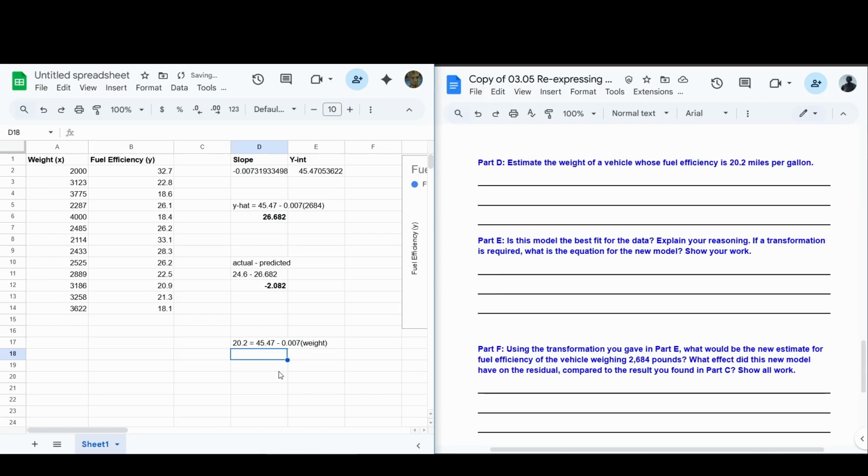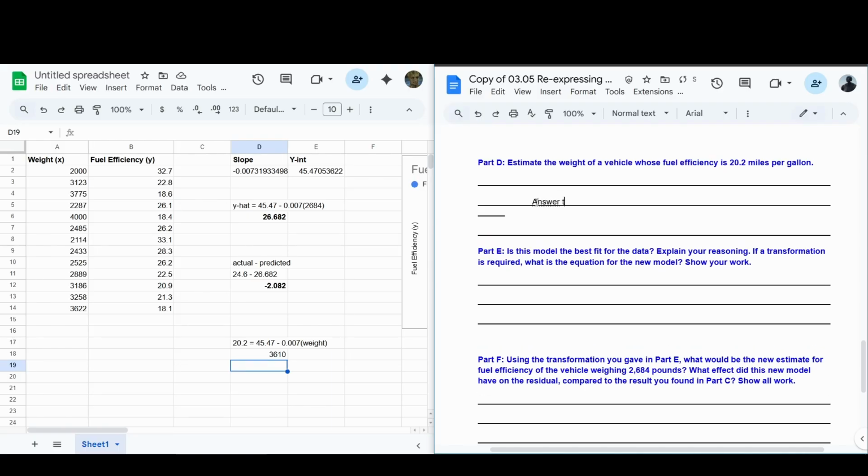All right, so we're going to work backwards here to get that weight. I'm going to use some solving equations, some algebra here, add 45.47 to both sides, and then divide by that 0.007. And the answer for this I got was 3610. There we go. So 3,610 pounds would be our estimated weight. So again, answer that in your own words, explaining this answer. That was our answer.